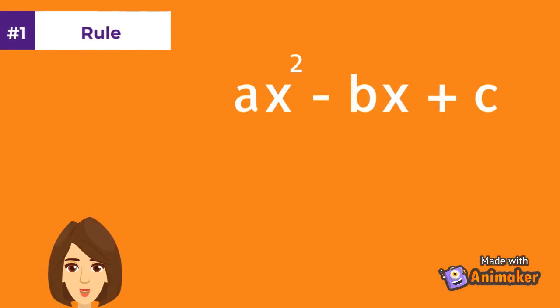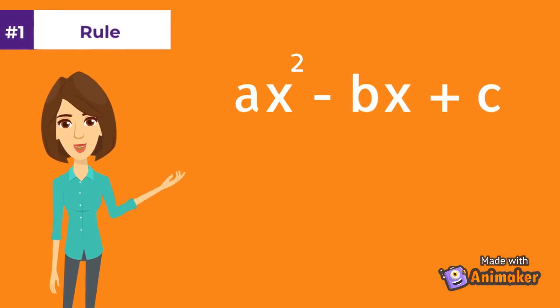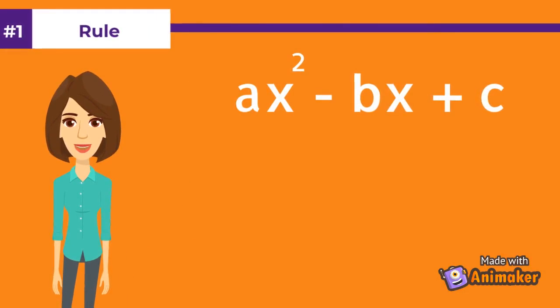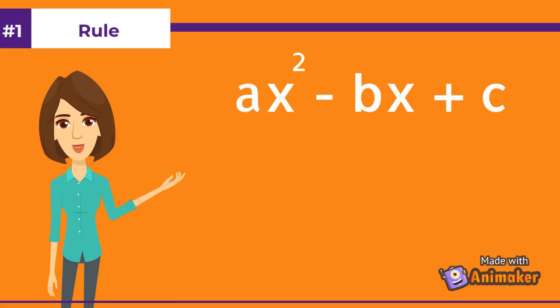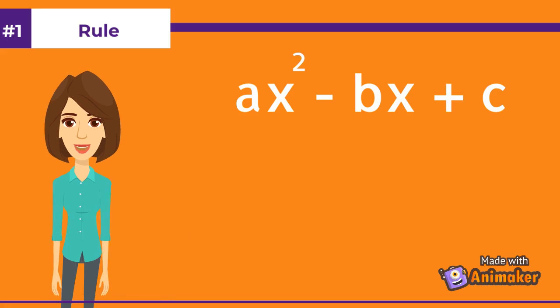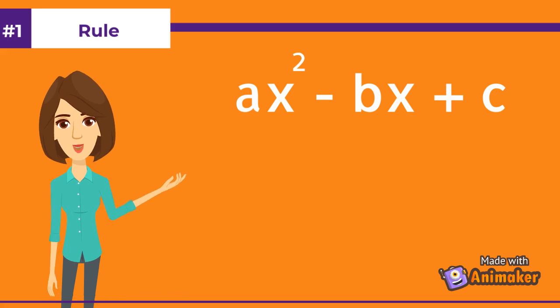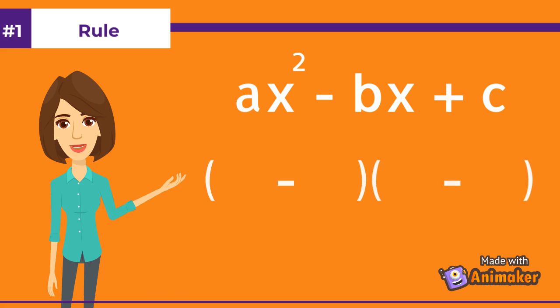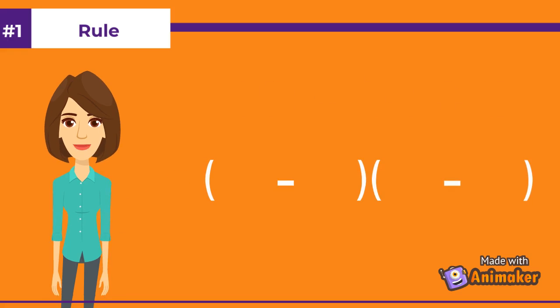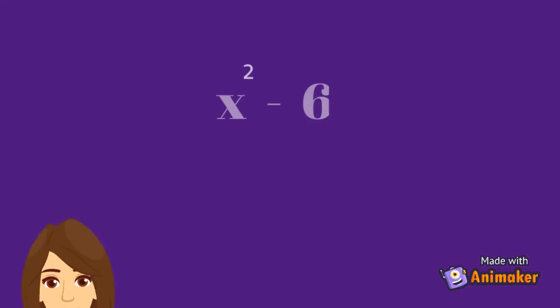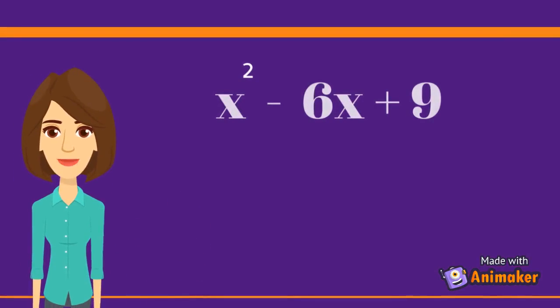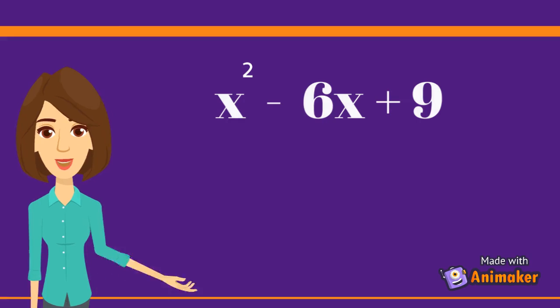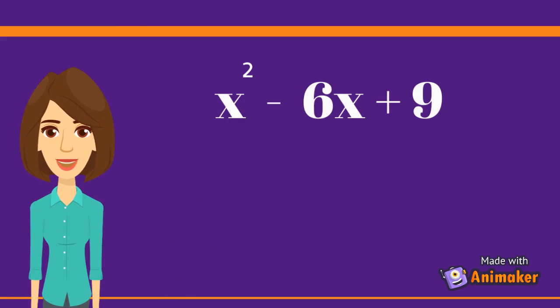Again, the last term c is positive. This means there are two equal signs. And by looking at the sign of the middle term bx, here the middle is negative, so we will take negative in the factoring brackets. As an application on this case, let's take the example x squared minus 6x plus 9.